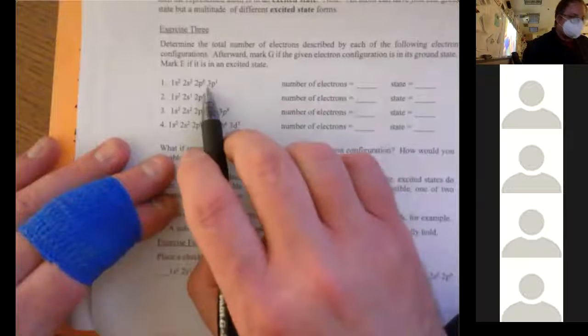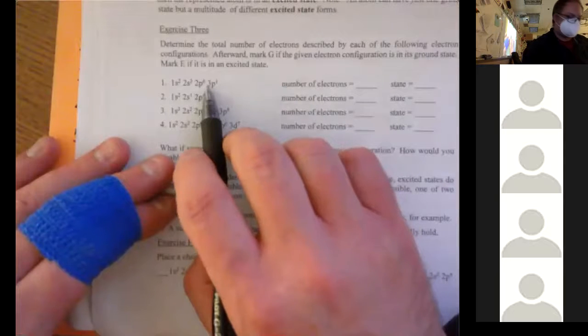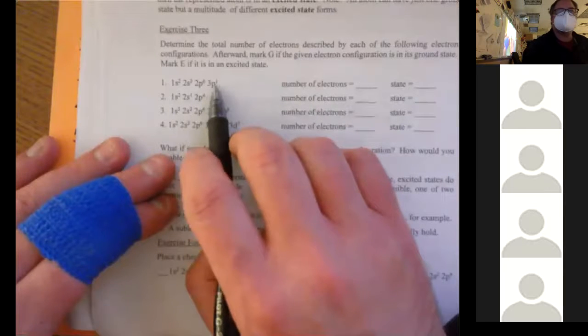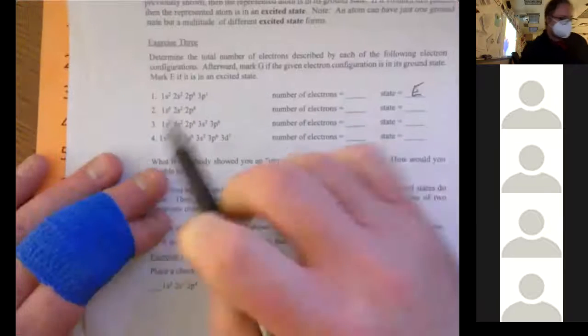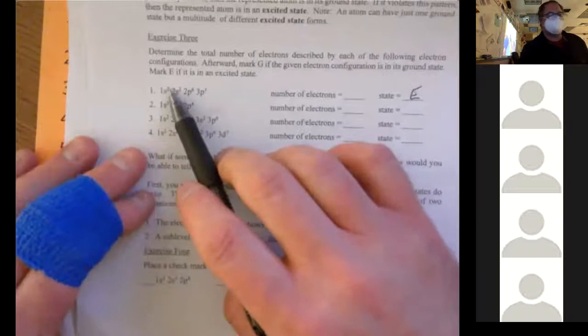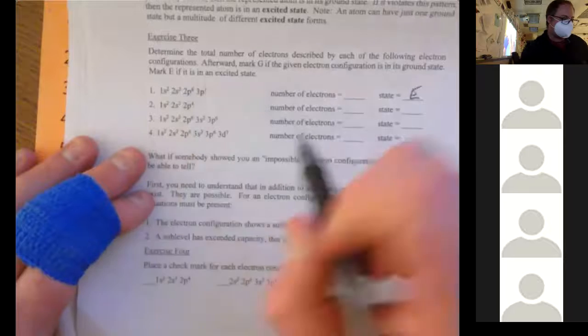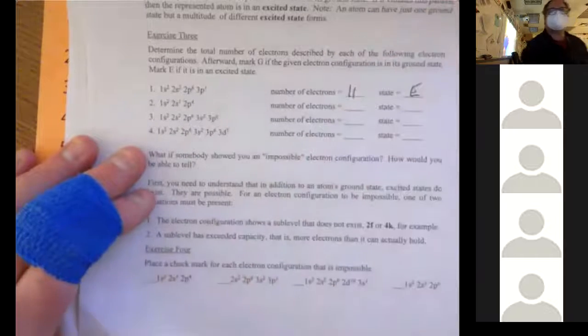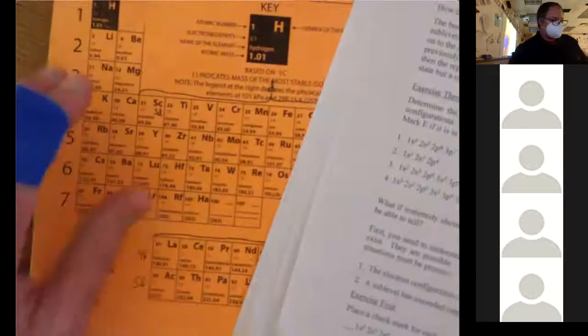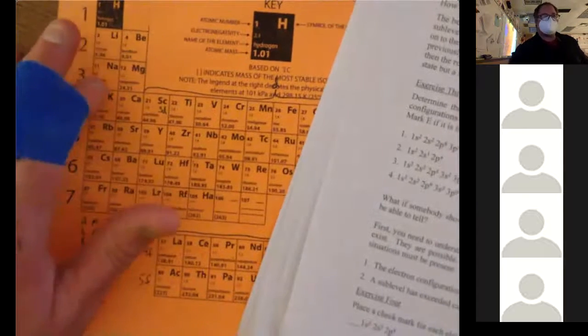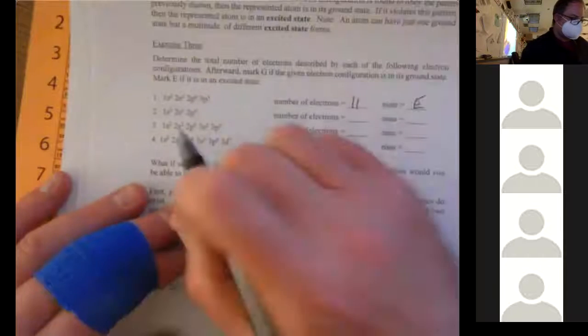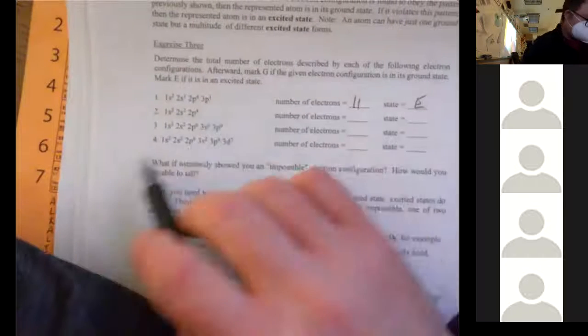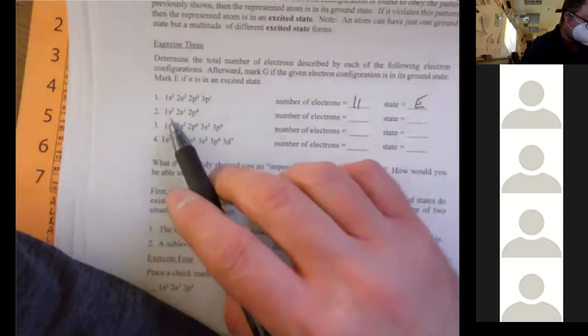So an electron that normally would be in 3s has jumped up to 3p. So this is excited. The number of electrons we still find the same way, 2 plus 2 plus 6 plus 1. That's 11. But the 3s, 1 electron has been excited and it has gone up to another energy sublevel.